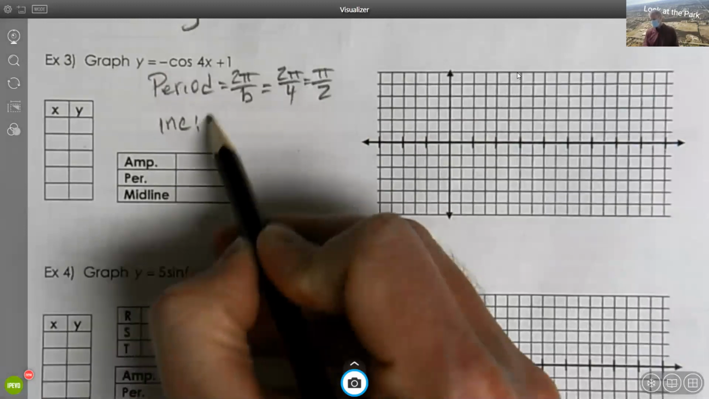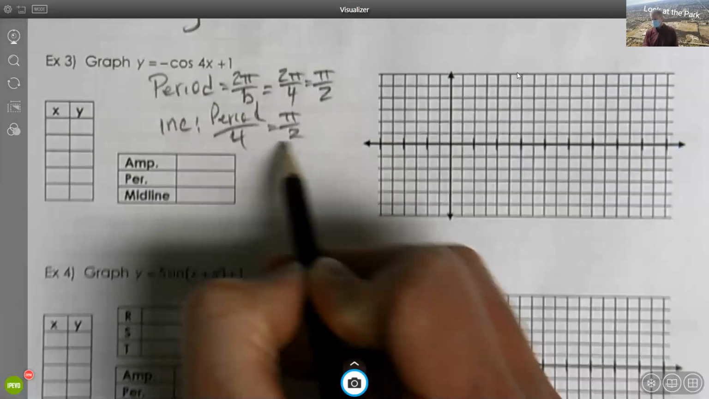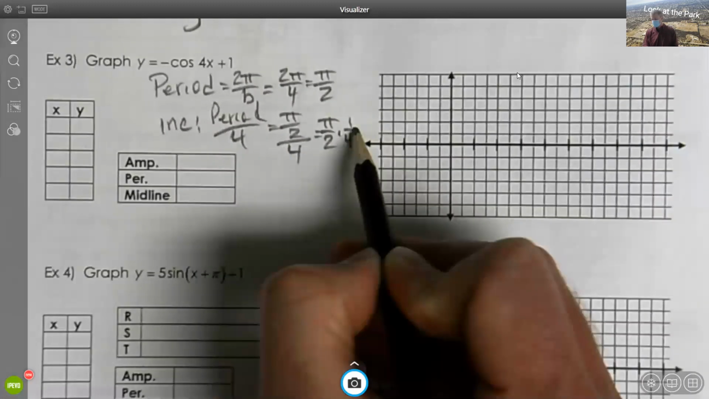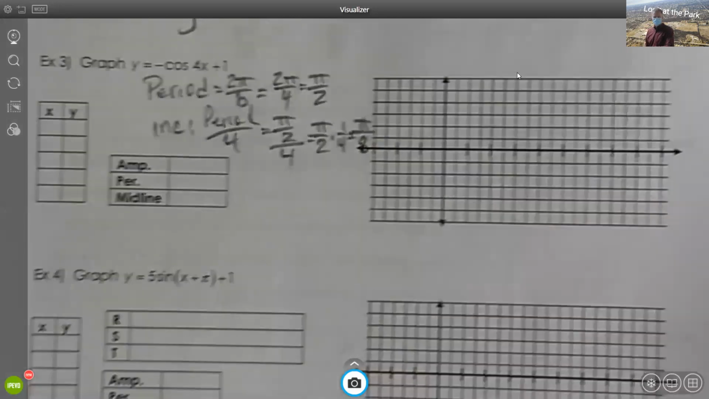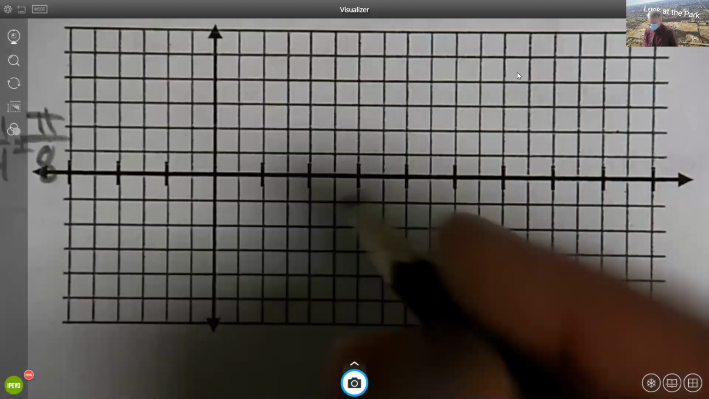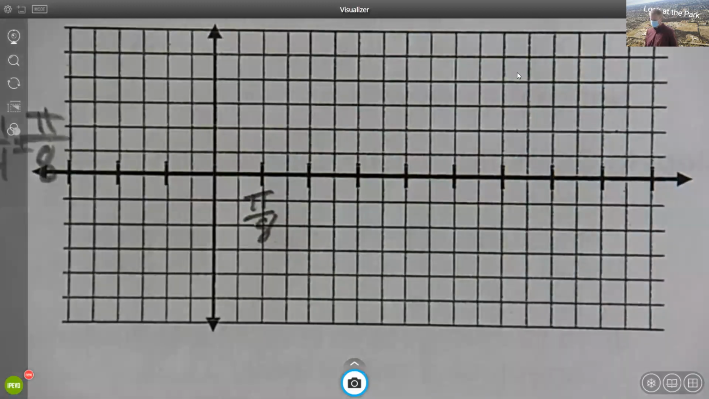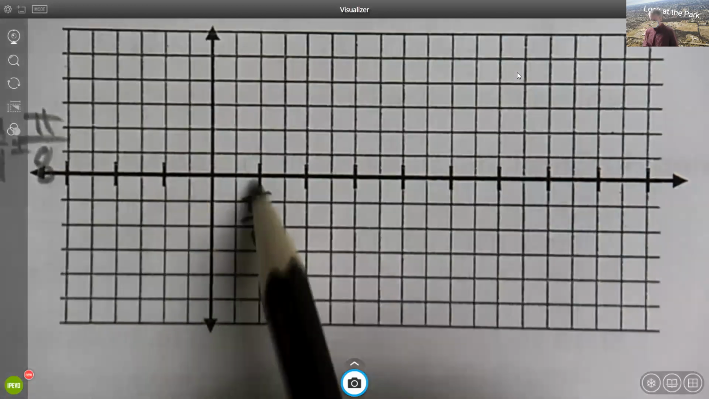Our increments is the period divided by 4, which is the pi over 2 divided by 4. So when you divide a fraction by a number, you have to multiply by the reciprocal. So we actually get pi divided by 8. So this is where it is pretty clear that we are getting through the graph much quicker, because we're writing pi over 8 rather than typically a pi over 2, or even the last one, which was a full pi. We're going to make our first step in pi over 8.